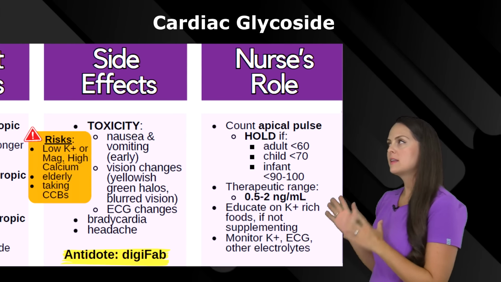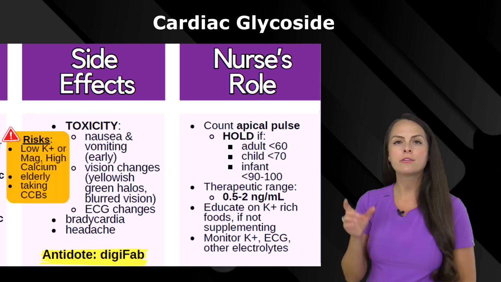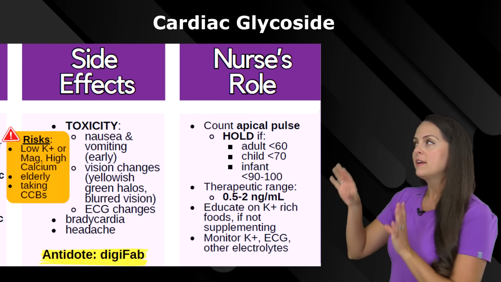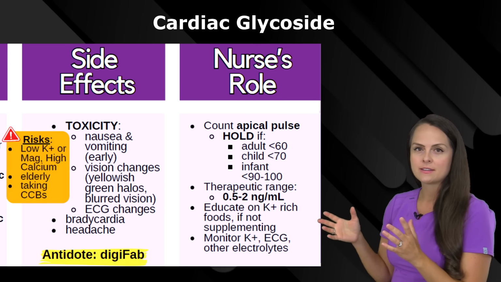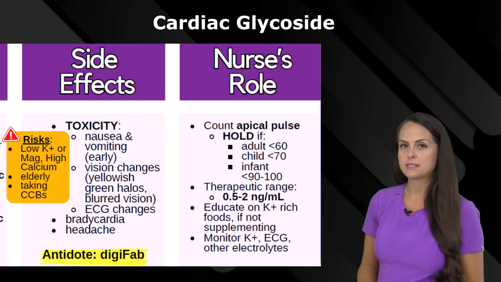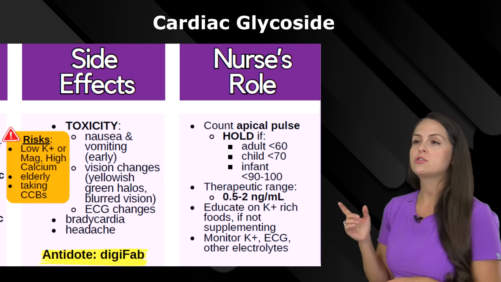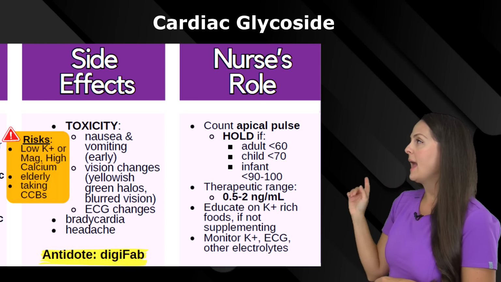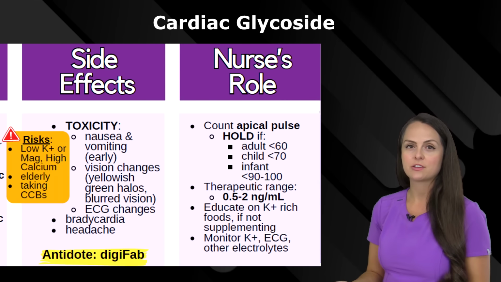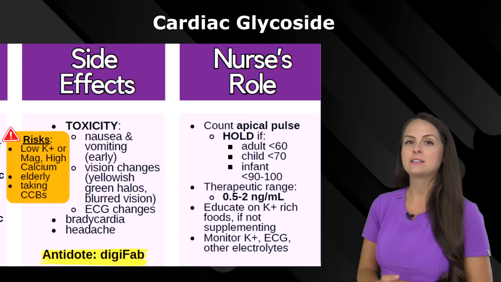Now, for side effects that are associated with digoxin, I really want to concentrate on toxicity because digoxin has a very narrow therapeutic range of 0.5 to 2 nanograms per milliliter. Therefore, you want to make sure you are aware of the signs and symptoms of toxicity. So early on, the patient can have nausea and vomiting. Then, as it keeps going on, they can have vision changes where they start to see yellowish green halos. And as we start getting late, the ECG will start to have dysrhythmia. So you'll notice ECG changes. So if your patient's on dig and that stuff's happening, definitely want to get help.